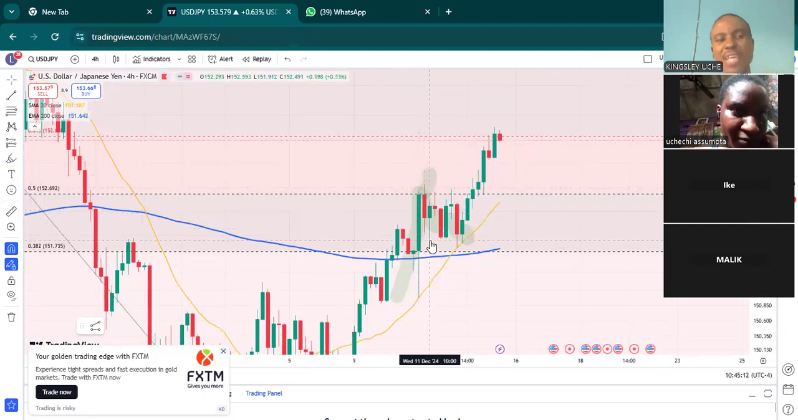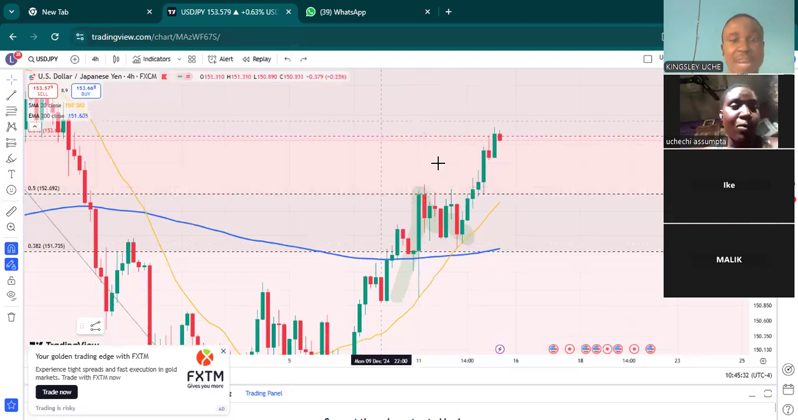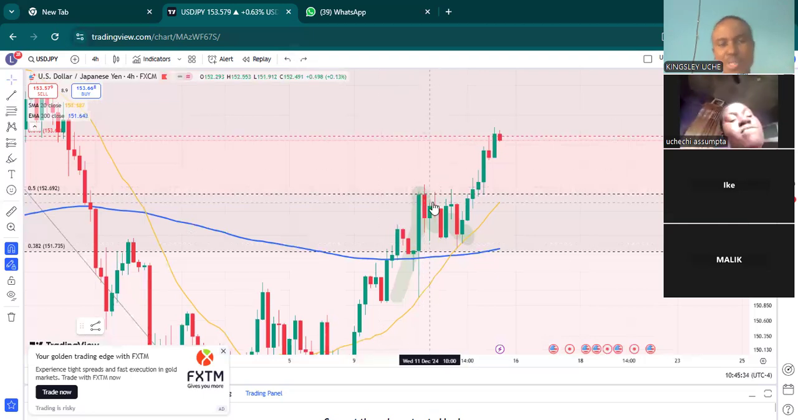But what we are looking for here, we need the price to enter into the 0.5, 0.618 to be sure that the market is ready to give us an active candlestick formation. So that is why this red candlestick with a wick is not really valid. We need the price to get into the 0.5, 0.618 area for us to see a valid candlestick formation.